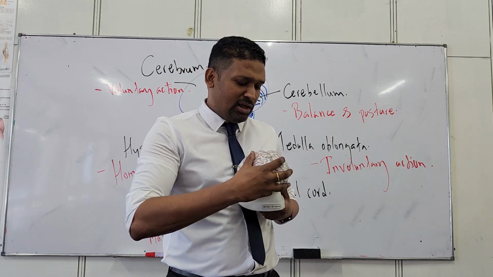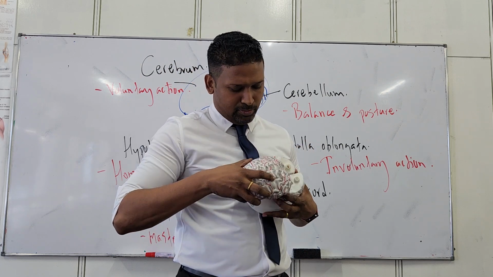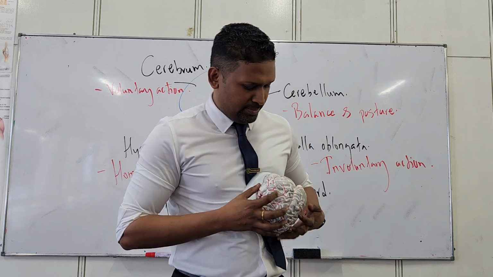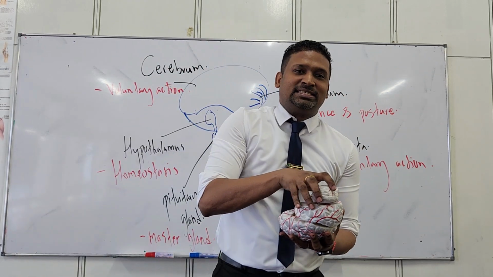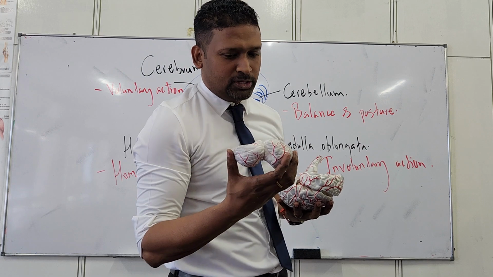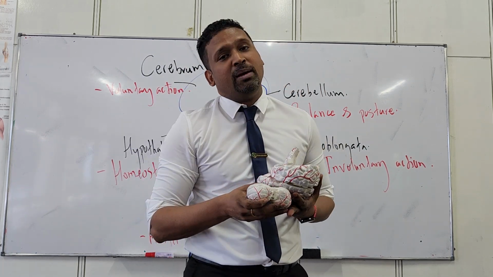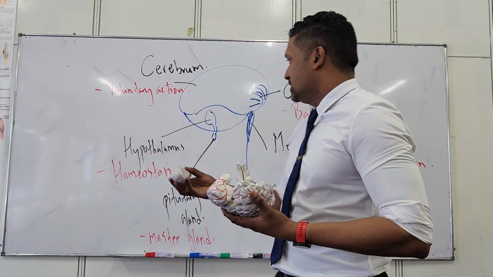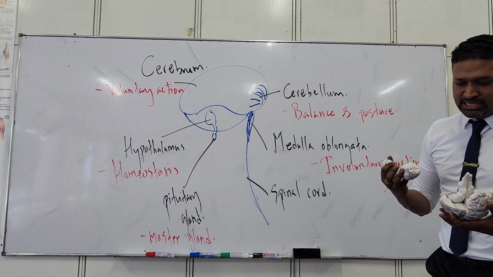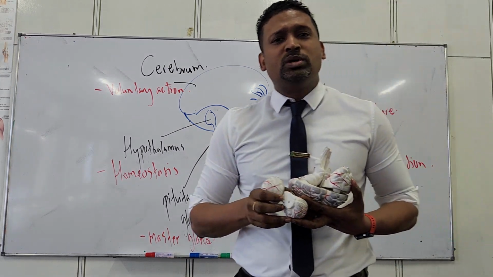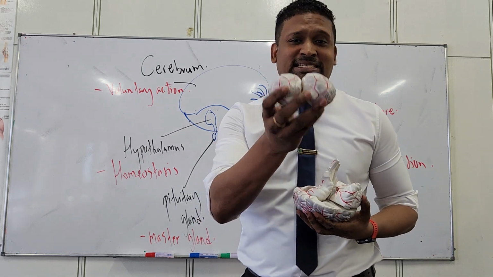Then there is this cauliflower-like structure at the back, called the cerebellum. The cerebellum also has a left and right side, two hemispheres. I've just drawn it like this, simple as this. This is for balance and posture. Anything to do with balance and posture is done by this part of the brain known as the cerebellum.